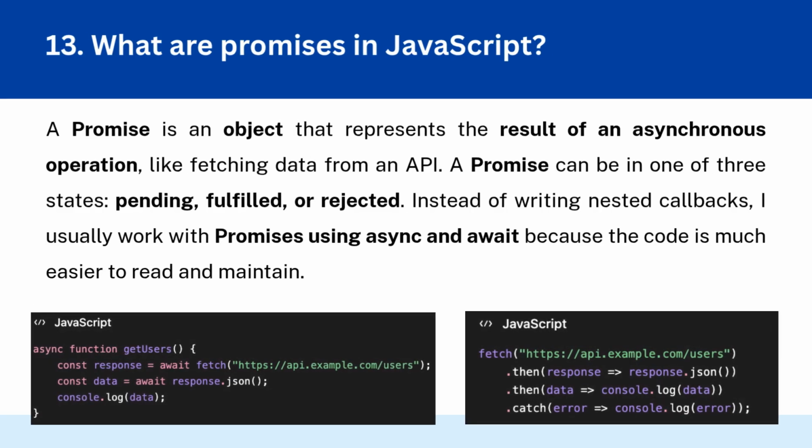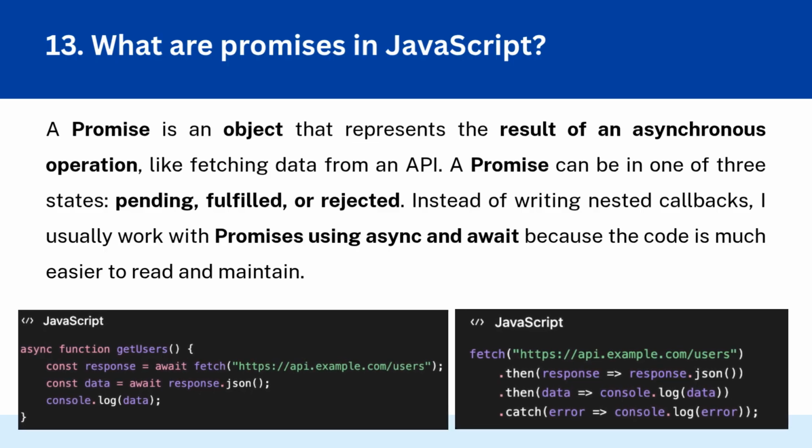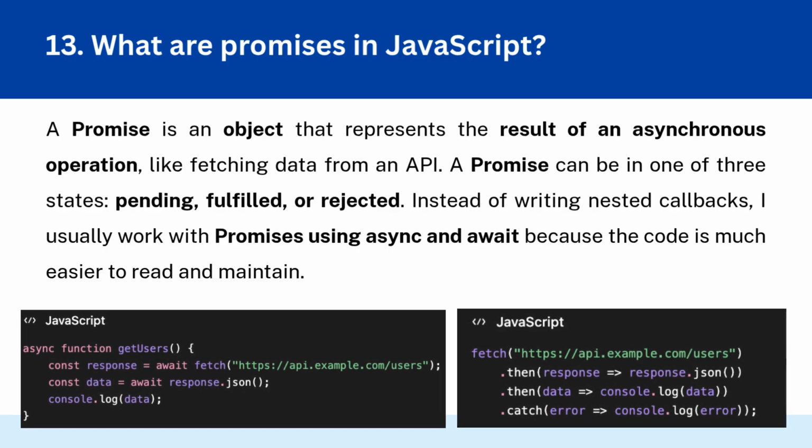What are promises in JavaScript? A promise is an object that represents the result of an asynchronous operation, like fetching data from an API. A promise can be in one of three states: pending, fulfilled, or rejected. Instead of writing nested callbacks, I usually work with promises using async and await because the code is much easier to read and maintain.